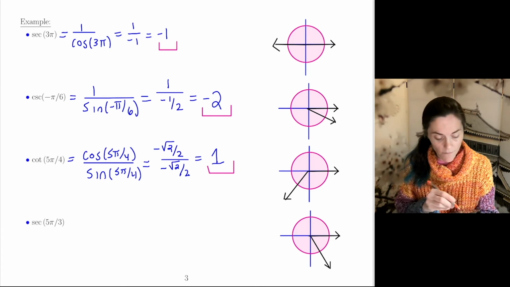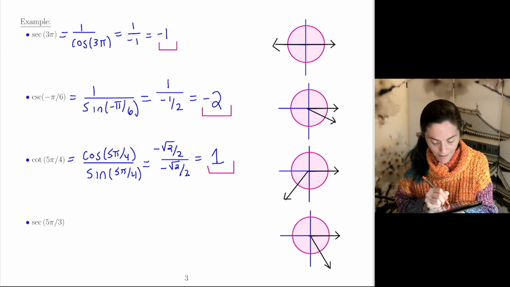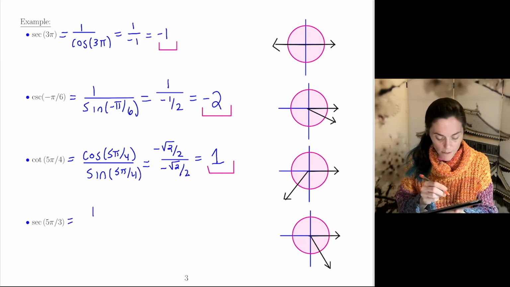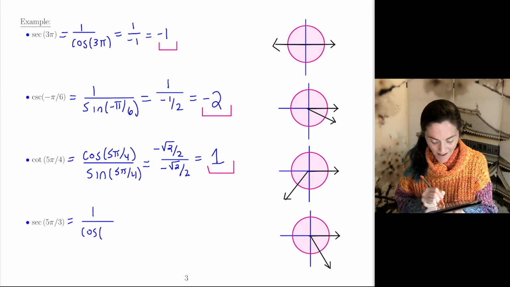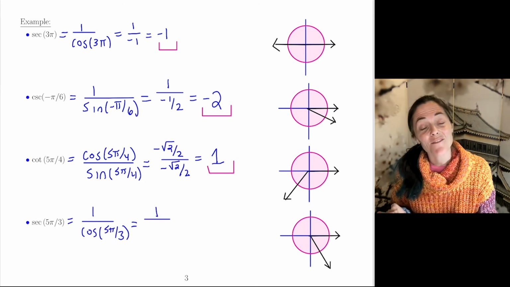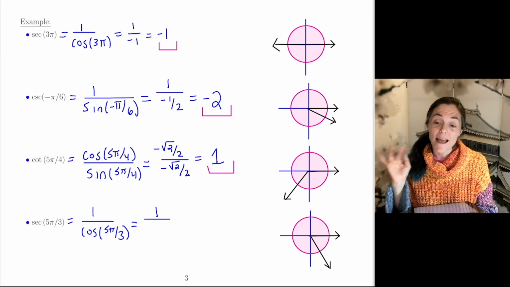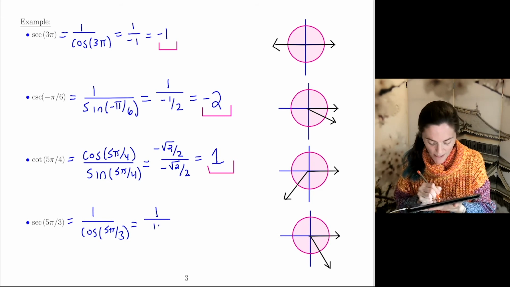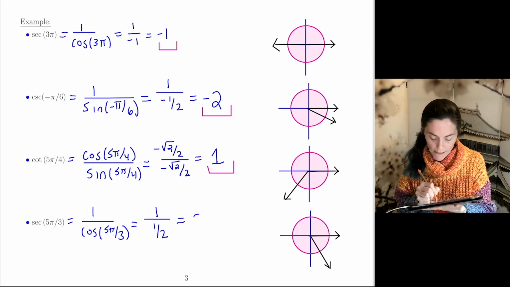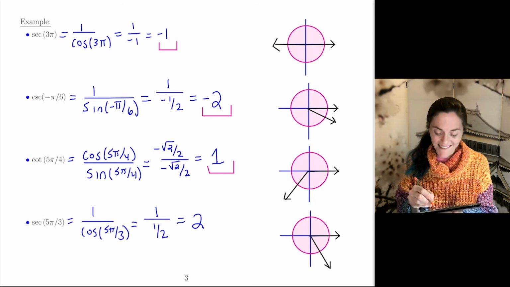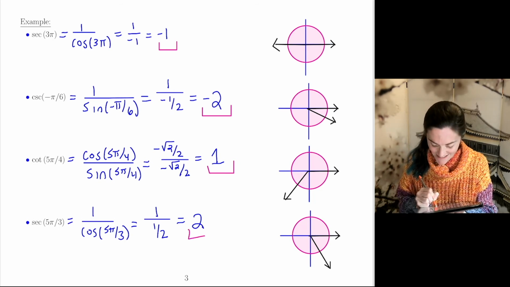Cosine is positive here, and the secant is 1 over the cosine. This will be 1 over cosine of 5 pi over 3. Reference angle pi over 3 has cosine 1/2. And in this quadrant, cosine is positive. So we have 1 over 1/2, which is 2. So the secant of 5 pi over 3 is 2.